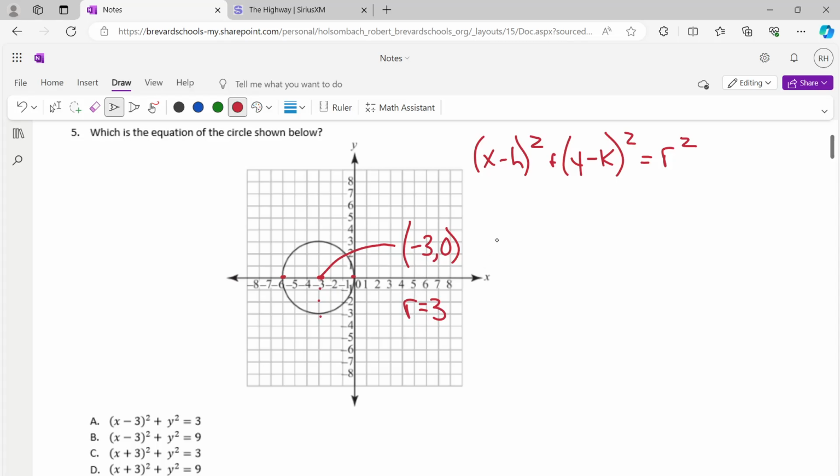So the formula for this circle is x, and then the opposite of the x value at the center, so x plus 3 squared plus y and the opposite of the y value at the center. Well, we're not going to write y plus 0, so we're just going to go with y squared equals the radius squared. Well, if our radius is 3, then our radius squared is 9. So we got answer choice D right here.